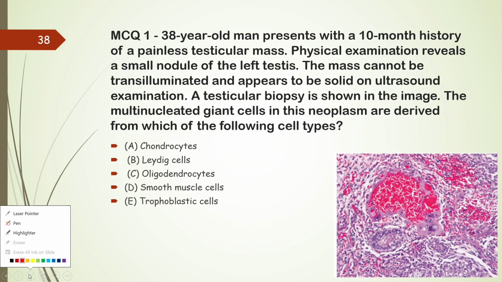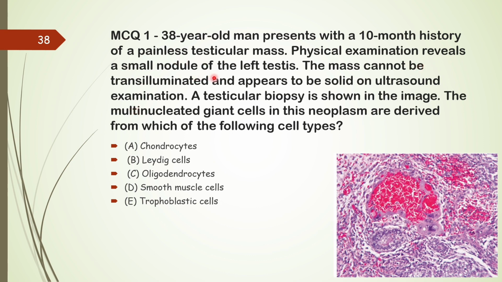All right. Now, let's see one or two MCQs. This type of MCQ can be asked when you are going to give a medical entrance exam. A 38-year-old man presents with a 10-month history of a painless testicular mass. Physical examination reveals a small nodule. See, the nodule is very small. It is not large, so we are not dealing with seminoma. It could be a non-seminomatous tumor.